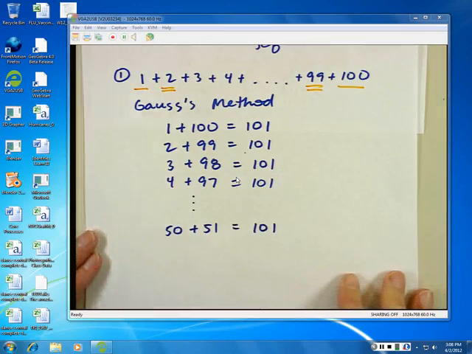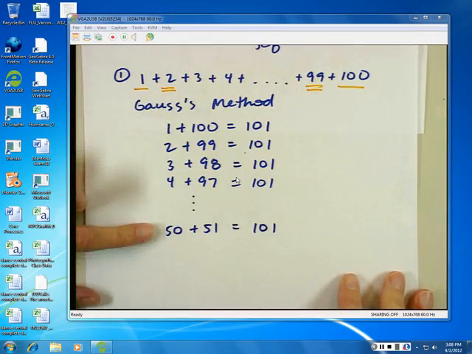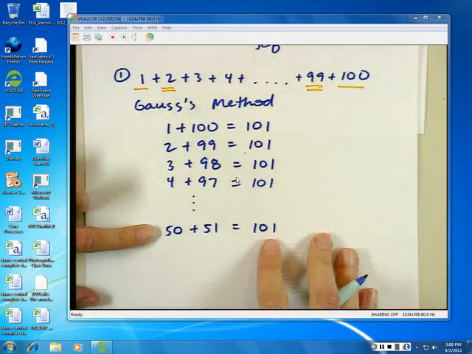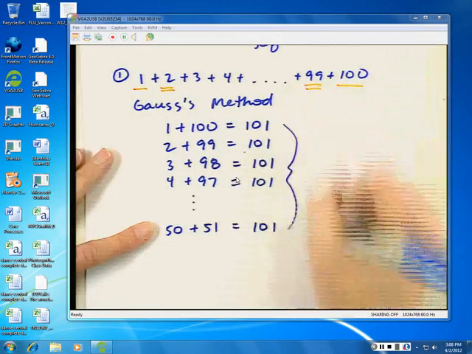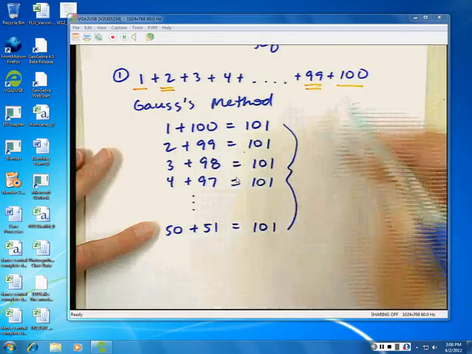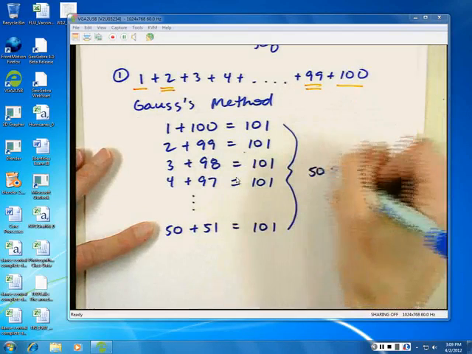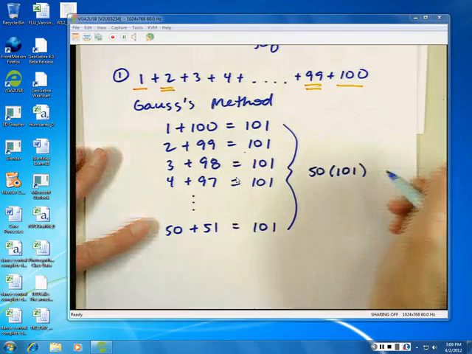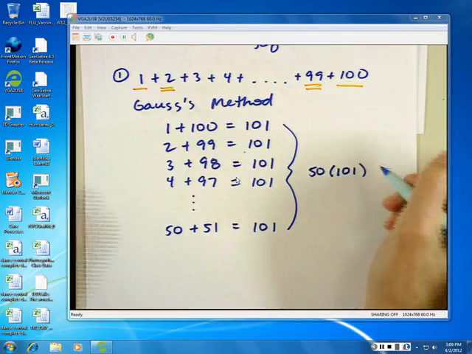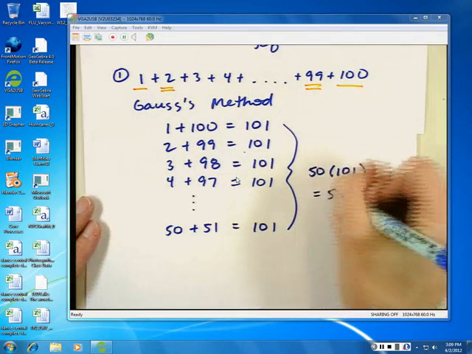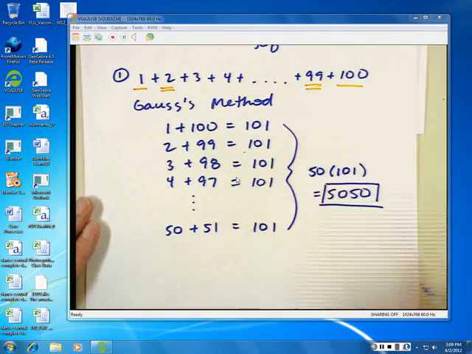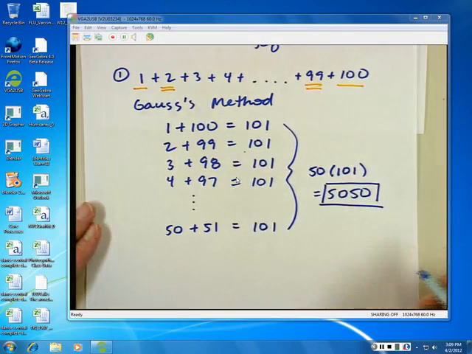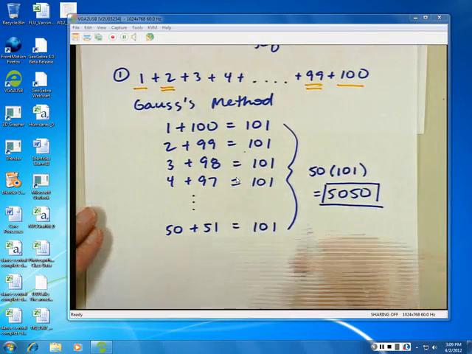So what we end up with are 50 sums. So we have 50 sums that add to 101. So when we're putting these sums together, to come up with this sum, we get 50 101s. And if I multiply 50 times 101, we get 5,050. That would be our answer. So we're using a pattern to come up with the answer to this sum.